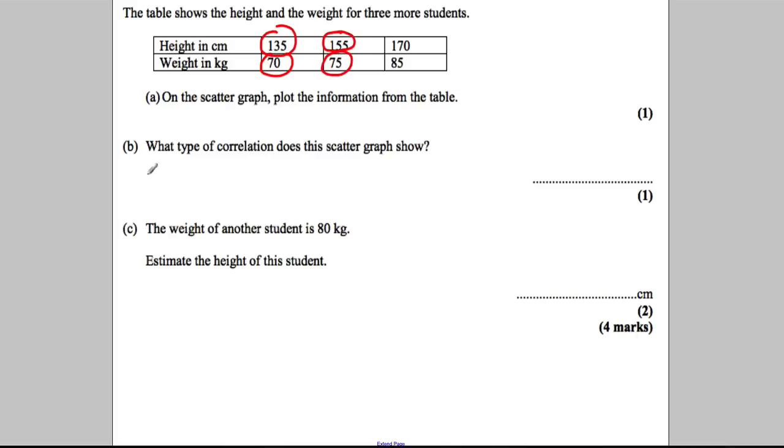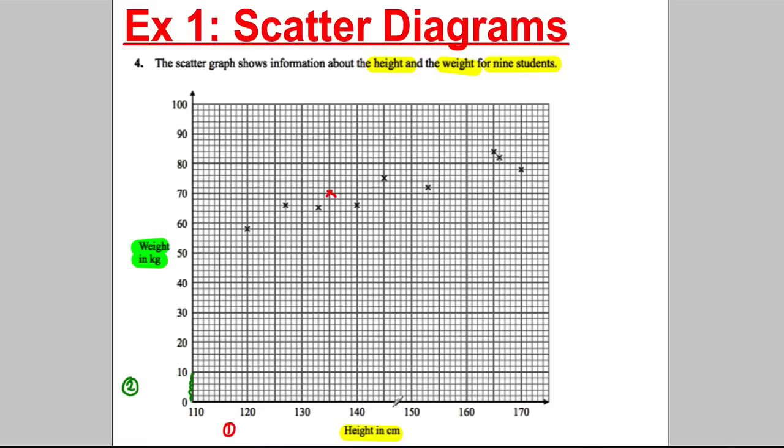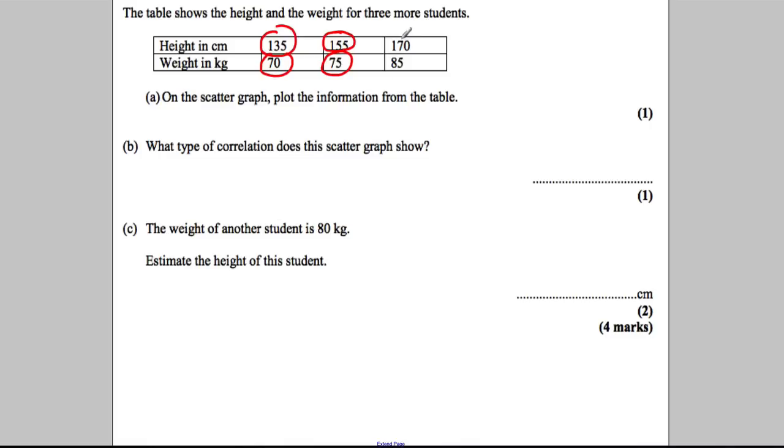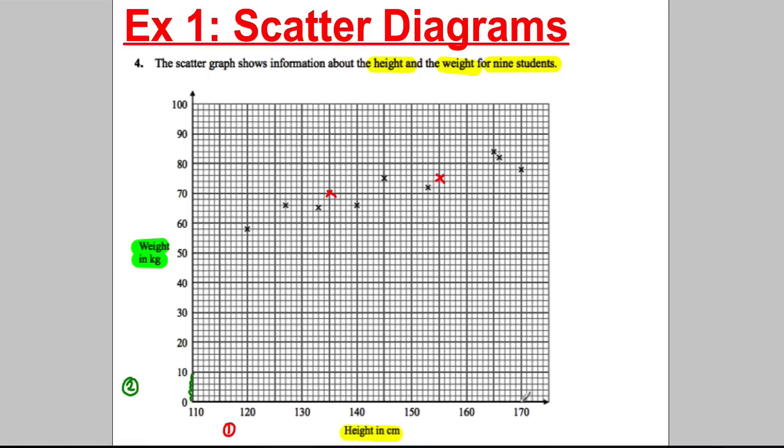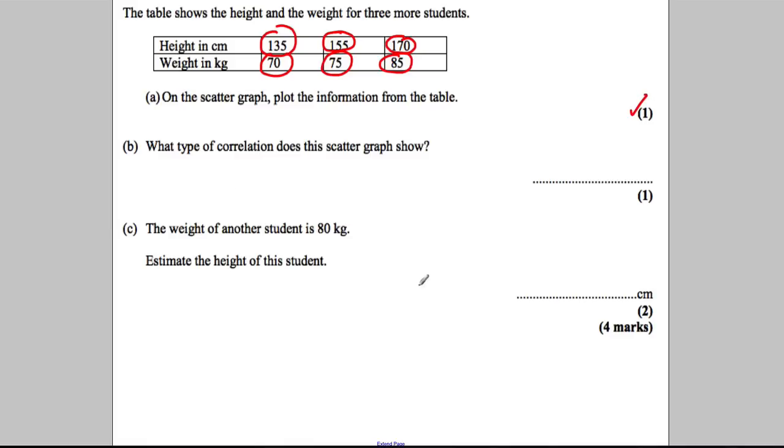155 against 75. So go back up here. 155 against 75. Well, that was 70. So 75 is exactly halfway between 70 and 80. So it would be there. And the next one is 170 versus 85. So go back here. 170 versus 85, exactly halfway between 80 and 90 would be there. So we clearly got our 1 mark there, no problem.